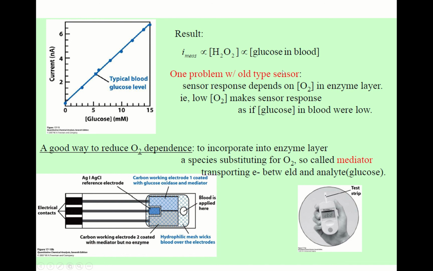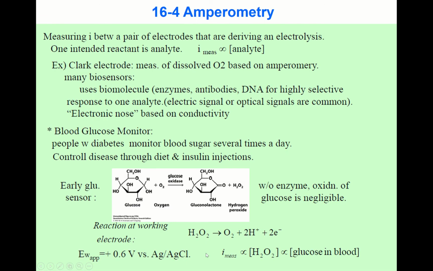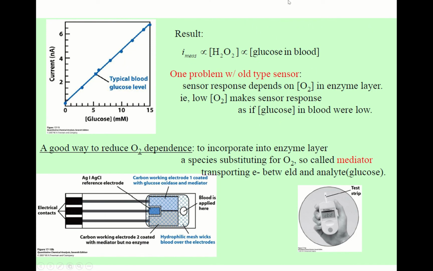There is one big problem with this type of sensor. It depends on oxygen gas. But what if the oxygen concentration in blood is not enough to totally oxidize the glucose? You understand? To utilize this reaction, you have to have enough oxygen molecules in blood. If the oxygen concentration is less than that of glucose, then your measurement may not give you a precise answer. So that's the problem.